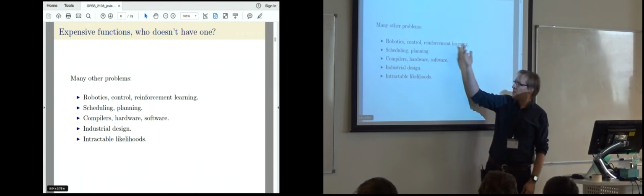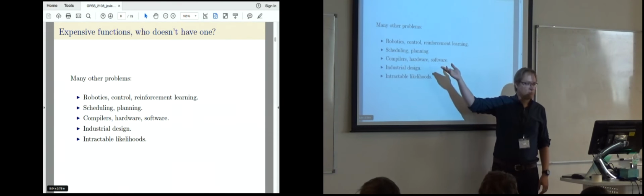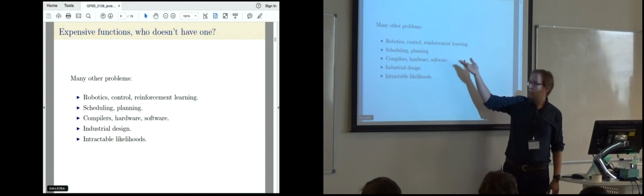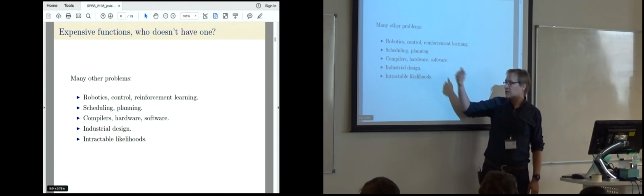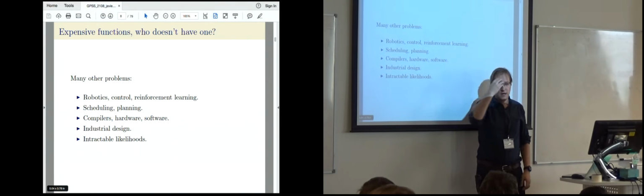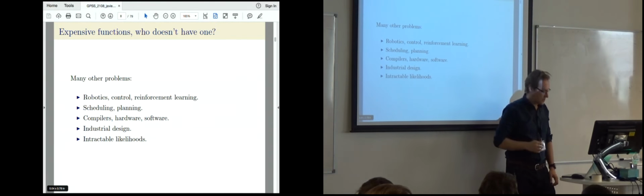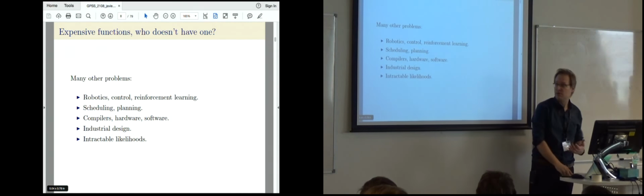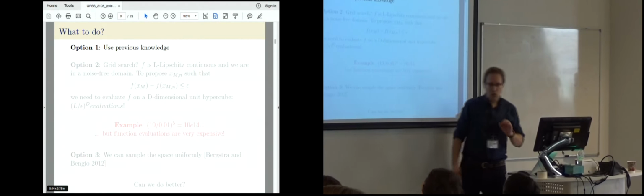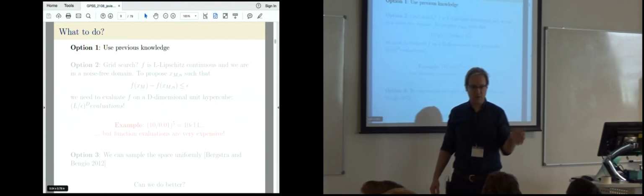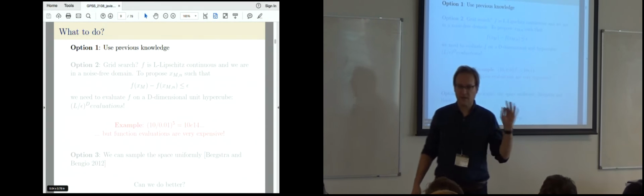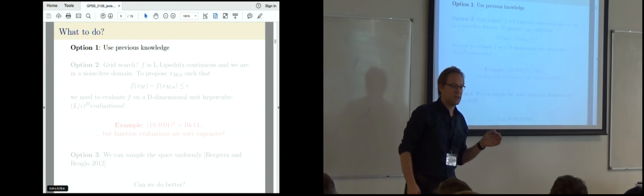When you do scheduling and planning, compilers, you can optimize the way you write the code in your compilers. When you do new-strength design, or when you do intractable likelihoods in stats, right? These are just examples, but I'm sure that you can come up with your own ones. Okay, so imagine that you have the problem that I just described. We have this very expensive function that we want to optimize.